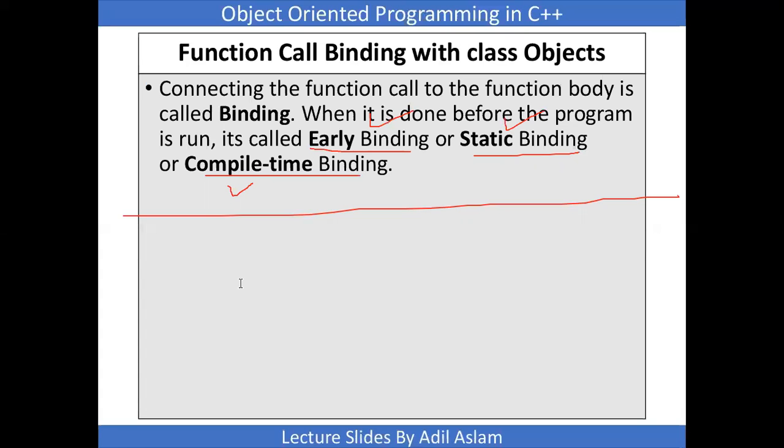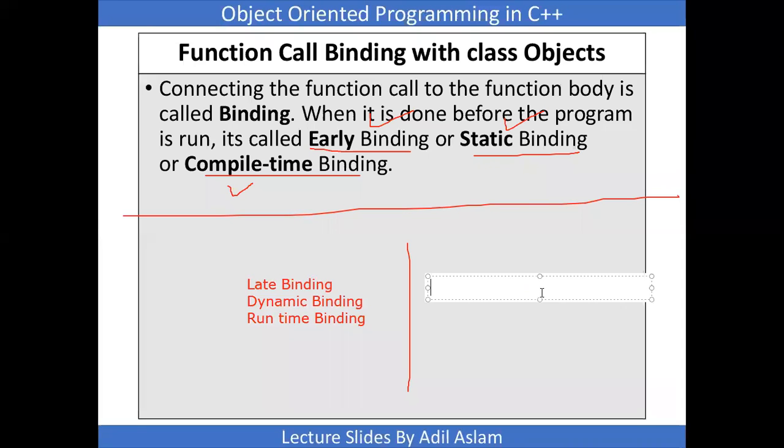On the other side we have late binding, we have dynamic binding, we have runtime binding. So all these three are the same thing. This three and this three are the same thing. So let me write them side by side. So we have early binding, we have static binding, we have compile time binding.